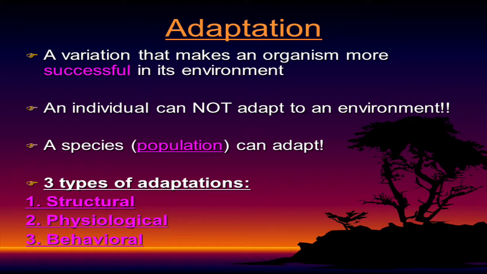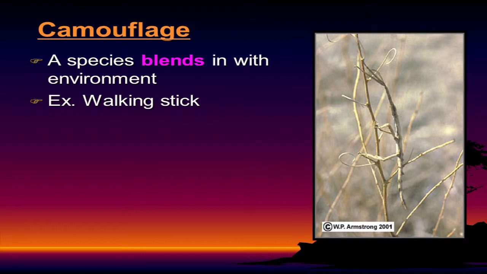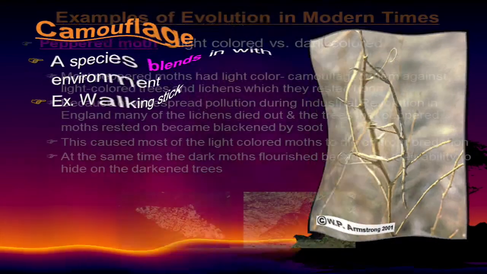There are three types of adaptations: structural, physiological, and behavioral. Structural adaptations are changes in the structure of an organism's body parts. For example, thorns, spines, disruptive coloration, eye spots, camouflage, and mimicry. Camouflage is when a species blends in with its environment, helping it to escape from predators, like a walking stick.